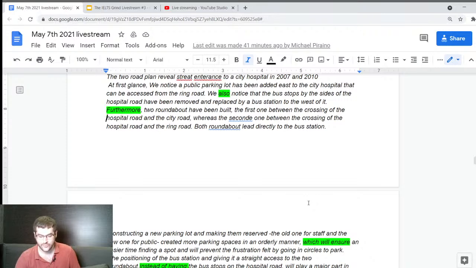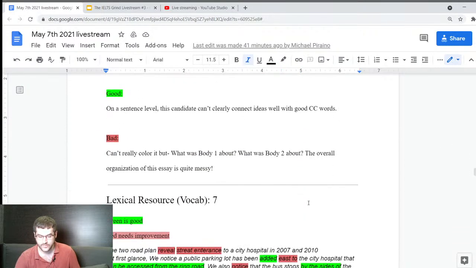That being said, if we look down here at the good, on a sentence level, this candidate can clearly connect ideas well with good CC words. Again, this is 7, getting close to an 8. But the bad, I can't really add colors here, but the bad is because of how he structured his ideas. What is his body 1 about? What is his body 2 about? It's not clear. They're very disparate. There's a huge difference between them, and there's no overall organization. This really hurts his score.